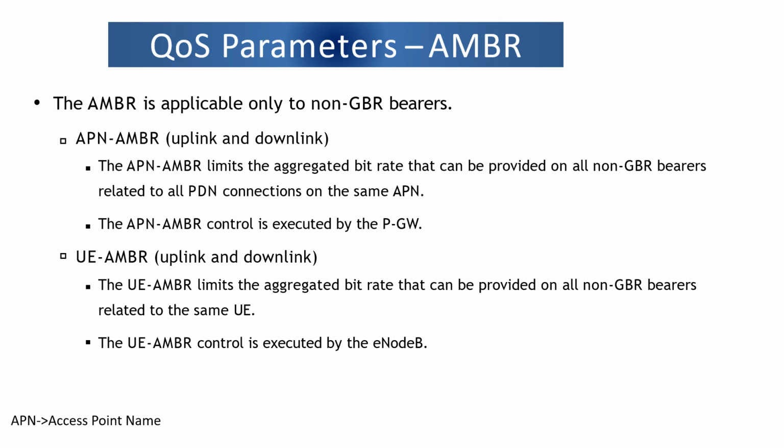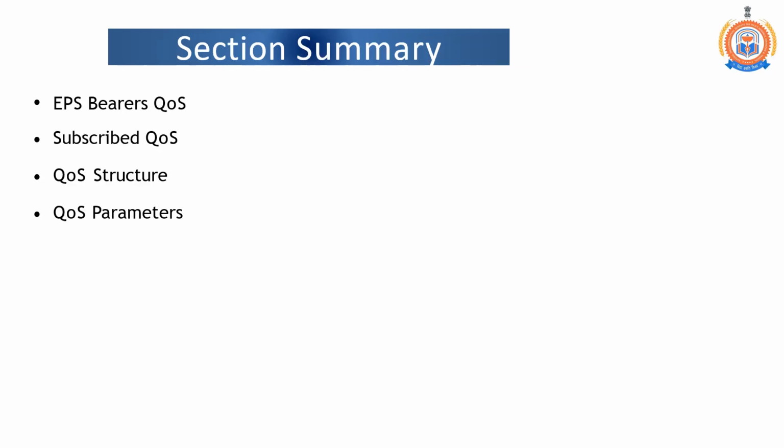And the UE AMBR limits the aggregated bit rate that can be provided on all non-GBR bearers related with the same UE. Because the value of the AMBR in the uplink and downlink directions must be defined differently, there are four AMBR values for uplink and downlink. That is, APN AMBR is used for uplink as well as for downlink, and UE AMBR uplink and UE AMBR downlink.